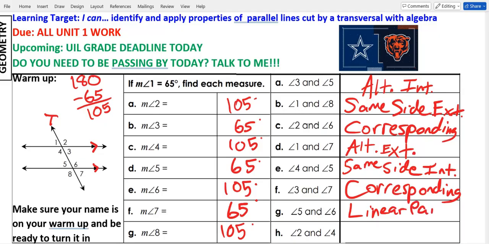Like, yeah, 2 and 3 are still a linear pair because they make a line. 1 and 4 is linear because they make a line. What about 2 and 4? 2 and 4 are at an intersection and they're across. Across from each other is not linear. Do y'all remember what that's called?